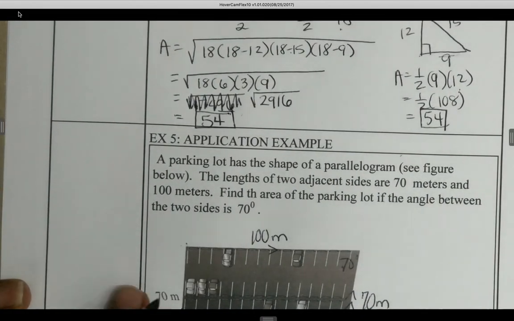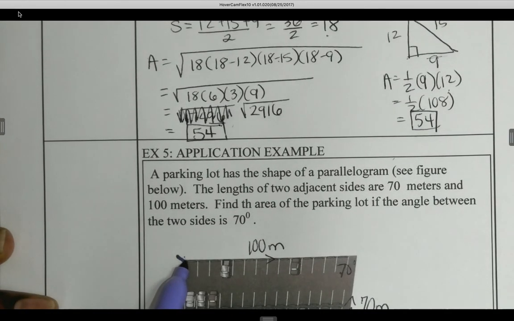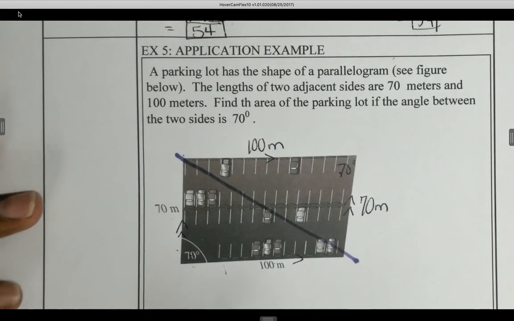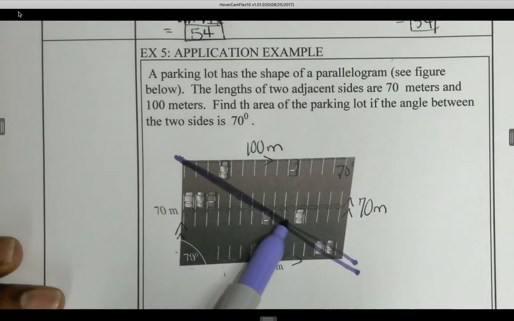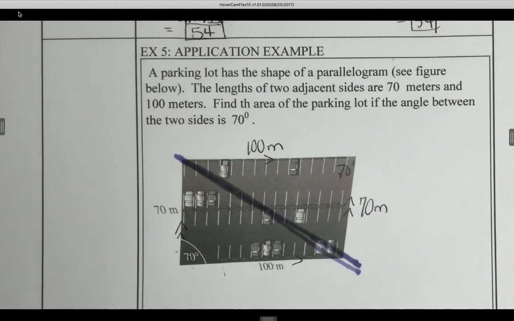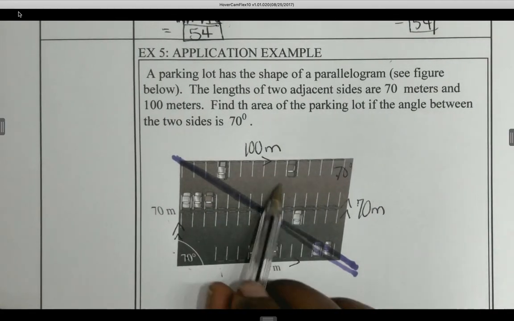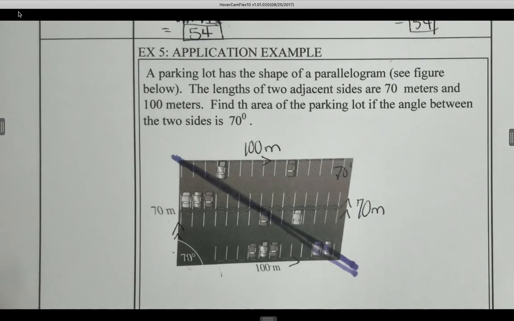If I have two side lengths and I have that angle in between, all right, just kind of cutting it in half into two equal triangles. Okay, so whatever I get for the area of this bottom triangle is also the same area for this top triangle. So I'm just going to find the area of one of them and then double it.